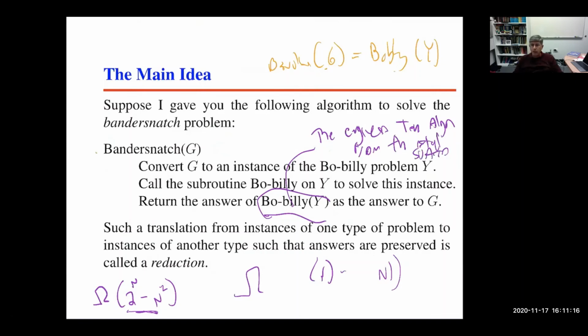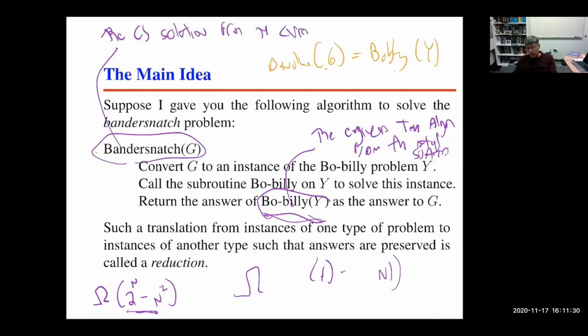Does everybody see that that's what Bandersnatch is? We want to solve the CS solution from the current state. What does the engineer do to finish his algorithm? He constructs a procedure to translate the current state to what the engineer needs, the input that the engineer needed.